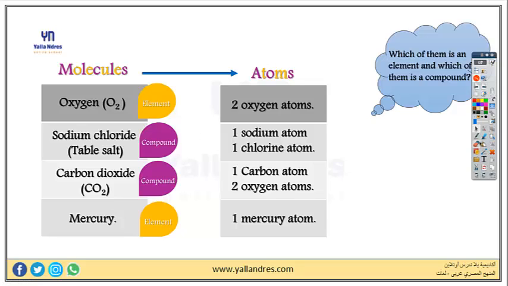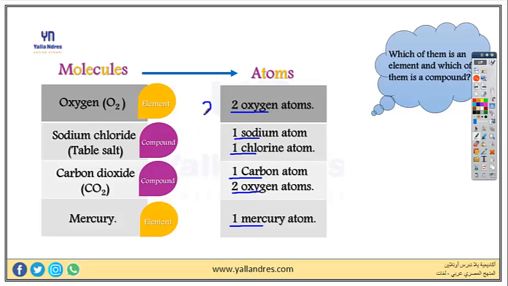Let's see. Oxygen is an element, consists of 2 oxygen atoms. Mercury is also an element, consists of 1 mercury atom. On the other side, sodium chloride is a compound and it consists of 1 sodium atom and 1 chlorine atom. And carbon dioxide is a compound and it consists of 1 carbon atom and 2 oxygen atoms. So, is it about the numbers? Let's see.